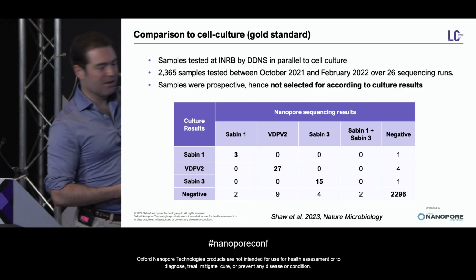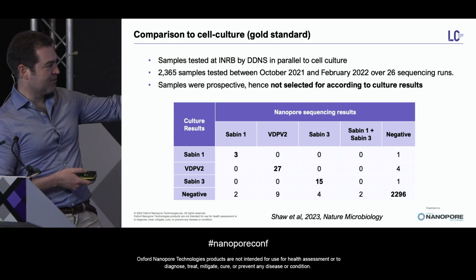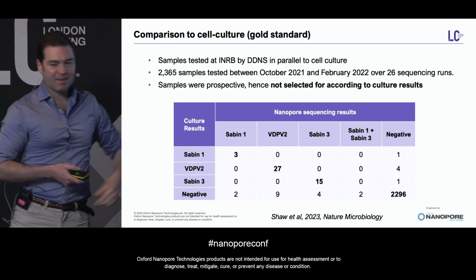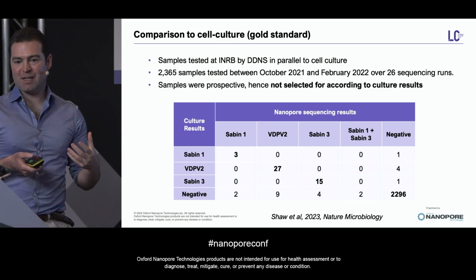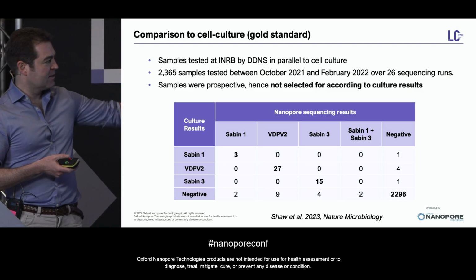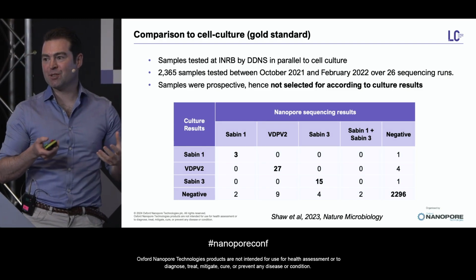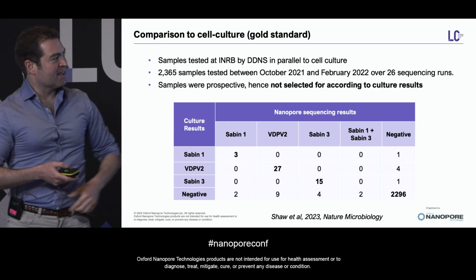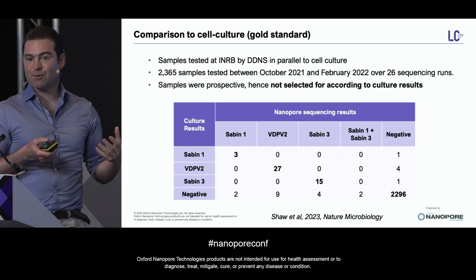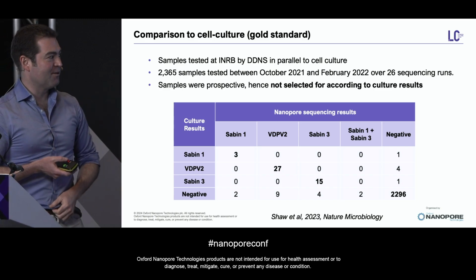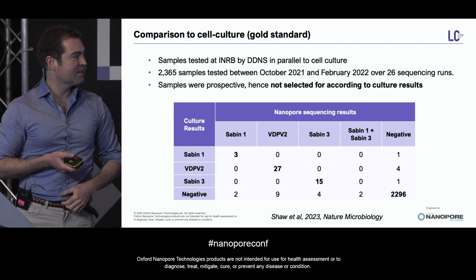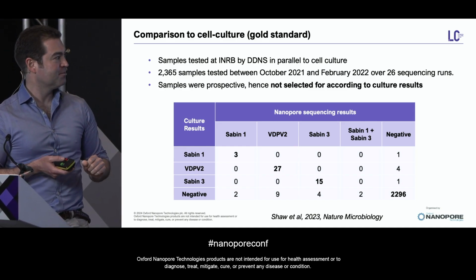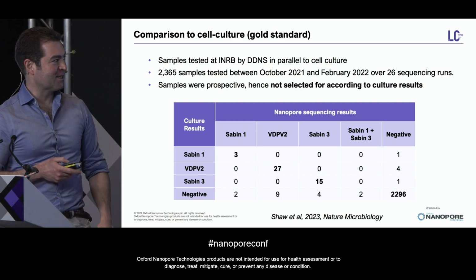So I've got a table here showing the cell culture results on the left. So the different Sabin strains are the vaccines, Sabin 1 and 3. VDPVs are the vaccine-derived poliovirus. So this is the one that's starting to unravel. They actually had some cases of a serotype 2 VDPV during that period in DRC. And on the x-axis are the results we got by this nanopore sequencing method. You see in bold, we've got very good agreement between the two methods. And we even picked up some extra viruses by the direct sequencing that were missed by cell culture. So excellent sensitivity and specificity.